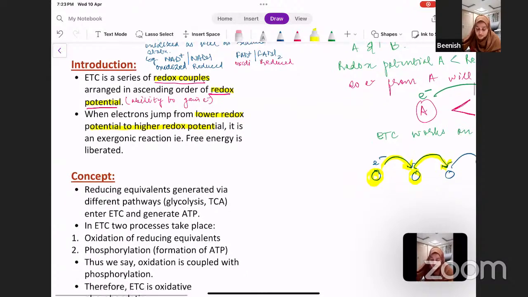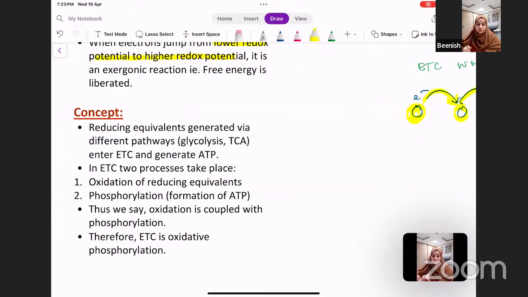Okay, so that was the introduction about electron transport chain. Now let's see the concept of electron transport chain. Reducing equivalents that are generated via different pathways like glycolysis, TCA, etc., enter electron transport chain and generate ATP. Whatever reducing equivalents are being generated in your body, like we have seen in TCA, FADH2 and NADH were being generated, and in glycolysis, NADH was being generated. All of these reducing equivalents enter electron transport chain to generate ATP.